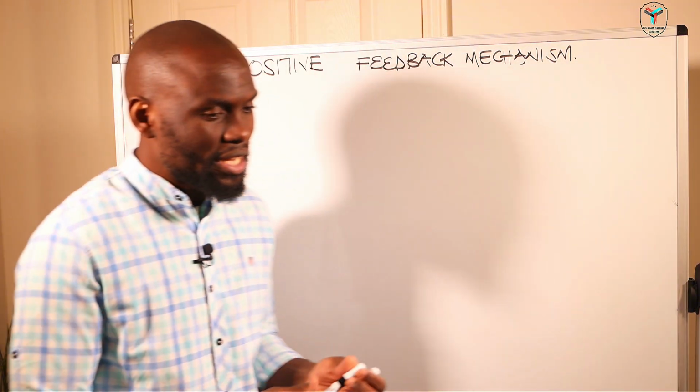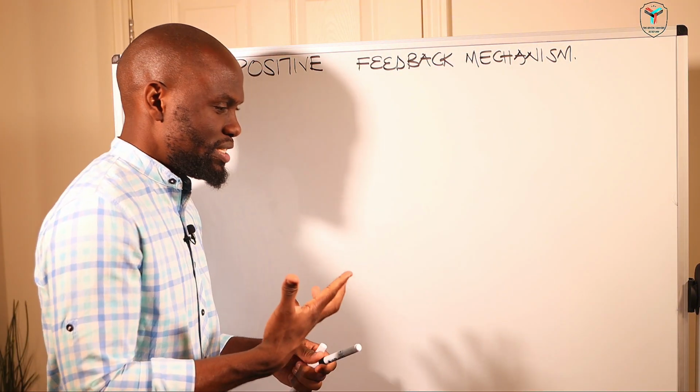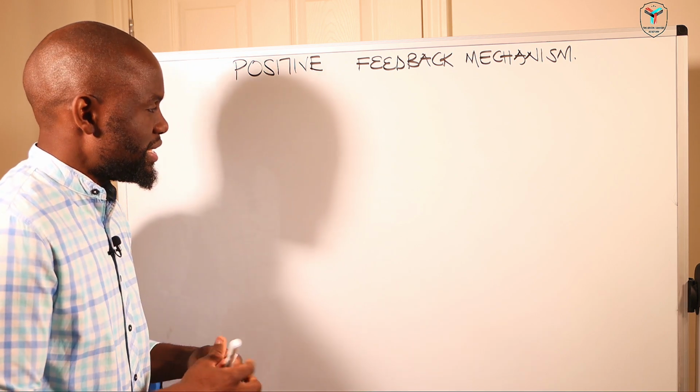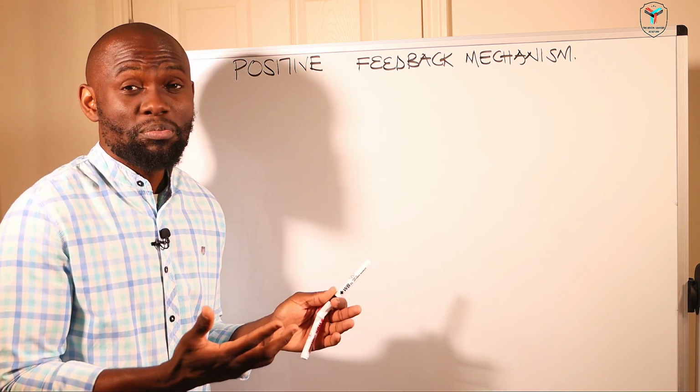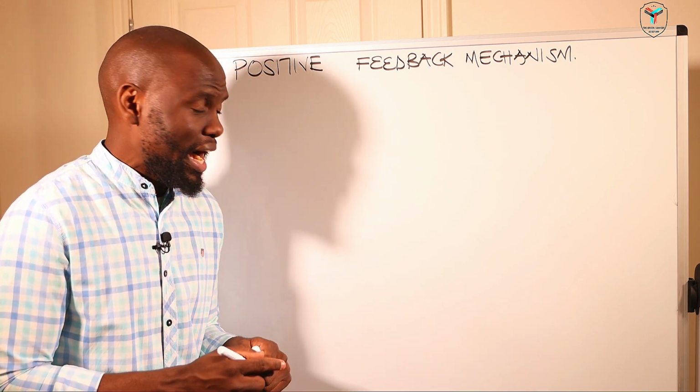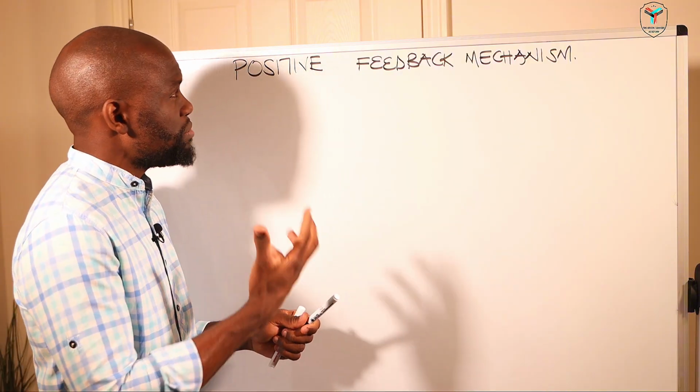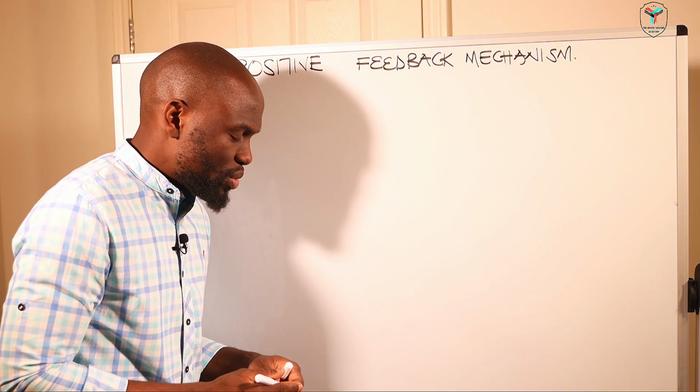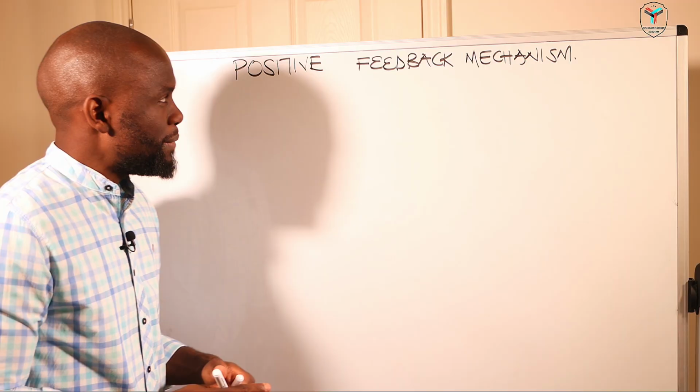From our understanding already, we know what a stimulus is, what a sensor is, the control center, the effector, the input, as well as the output, which are some of the terminologies that we will be using as we look at the positive feedback mechanism.